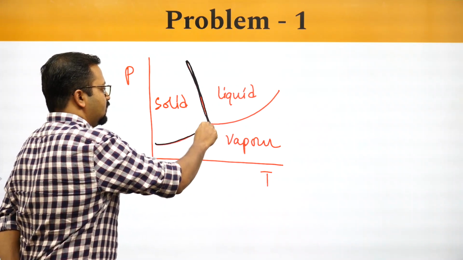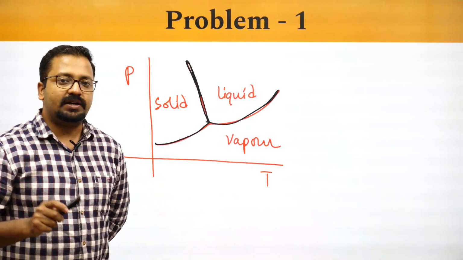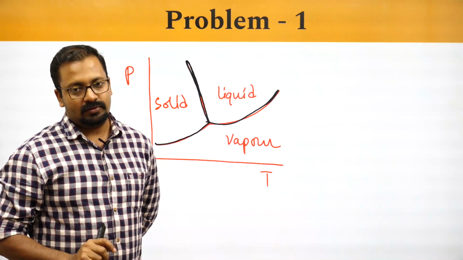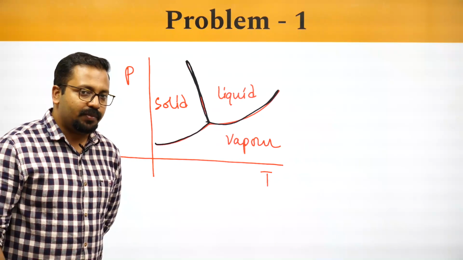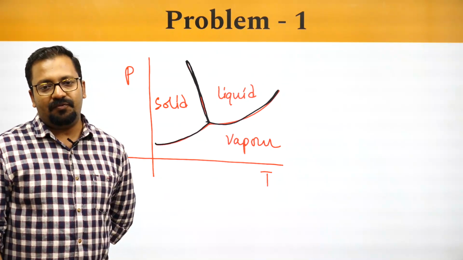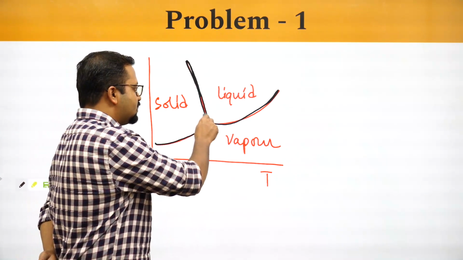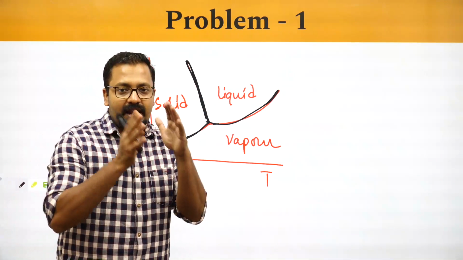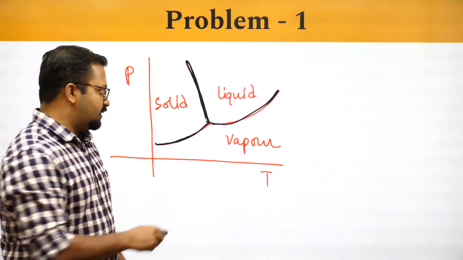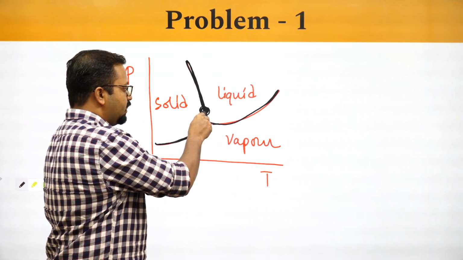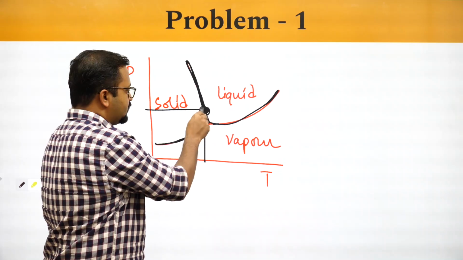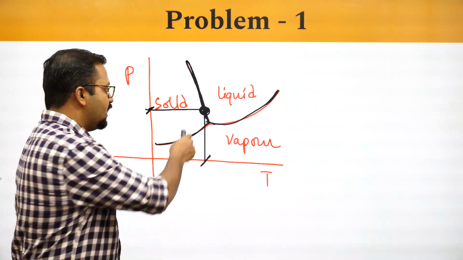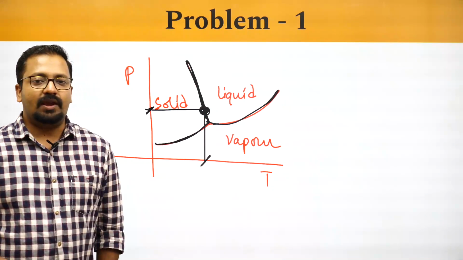The dark lines, these lines represent the pressure and temperature conditions at which solid is in equilibrium with liquid, or solid is in equilibrium with vapor, or liquid is in equilibrium with vapor. That means these solid lines represent the pressure and temperature conditions at which any two phases are in equilibrium with each other. That means if I take this point, then this temperature and this pressure condition represent when solid would be in equilibrium with liquid.